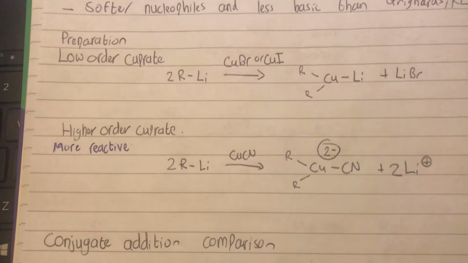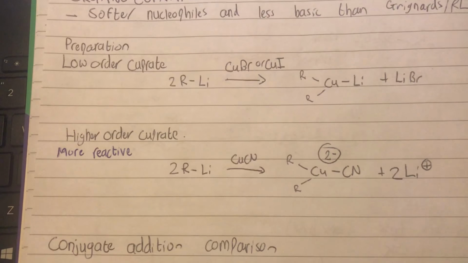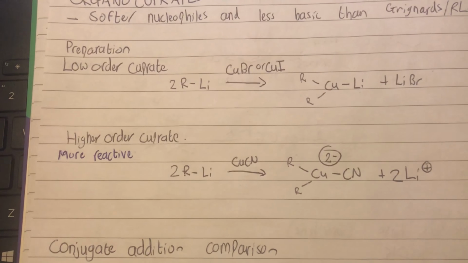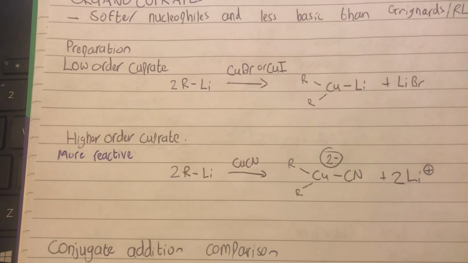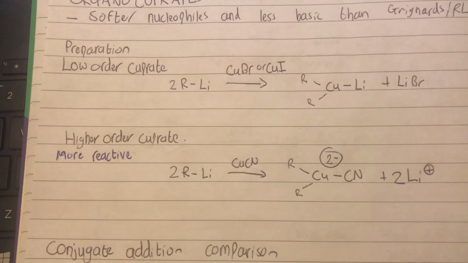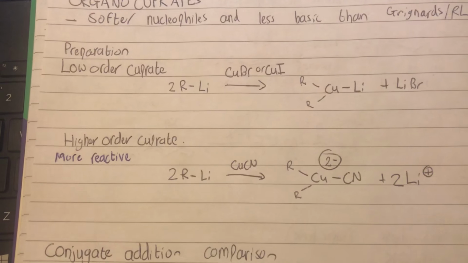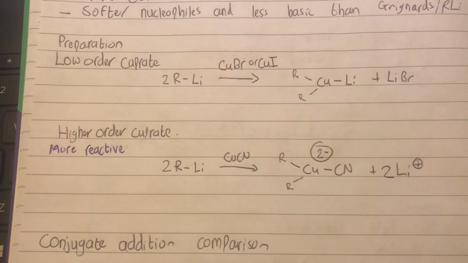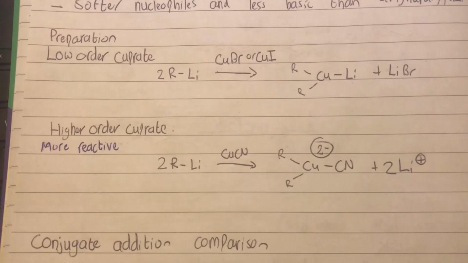The high order, more reactive cuprates are formed from the cyanide version of the above, the copper cyanide. Instead of binding to the lithium, the R group actually binds to the copper that stays bound to the cyanide and removes the lithium altogether, and just has two lithium plus on the end, which means the copper is 2 minus here.